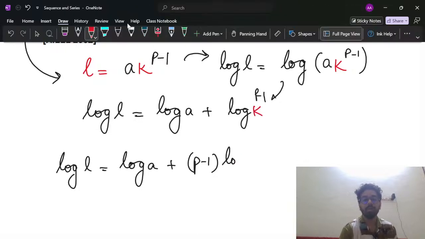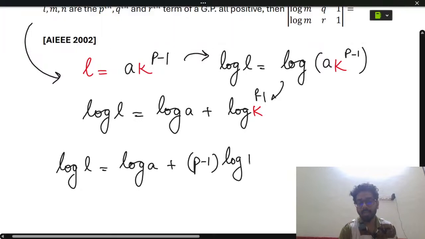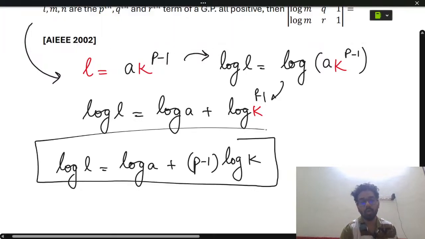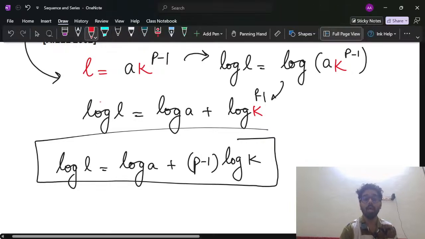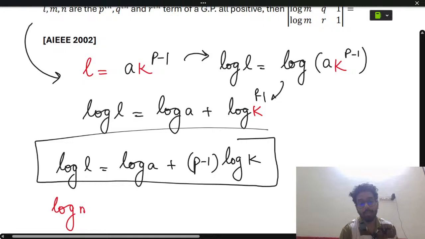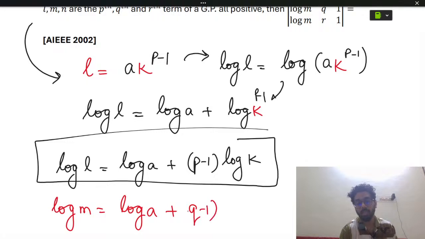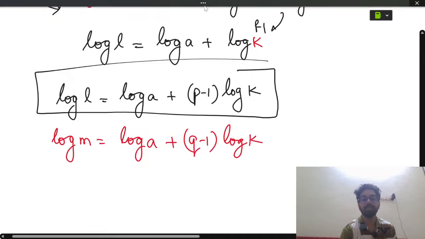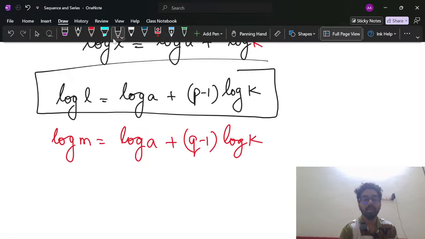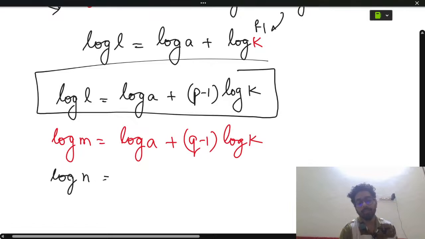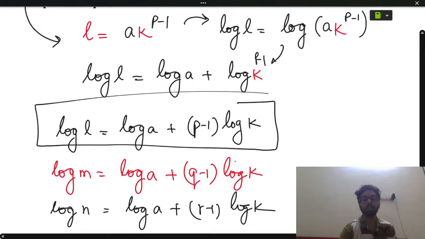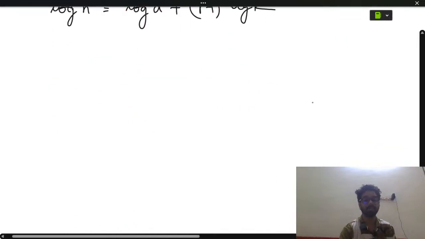Okay? So log K. That's how we will write log L. Same way I can write down log M and log N. So log M is equal to log A plus Q minus 1 log K, and N is the Rth term of the GP. So we can write log N is equal to log A plus R minus 1 log K. Same pattern.